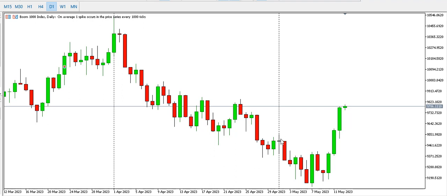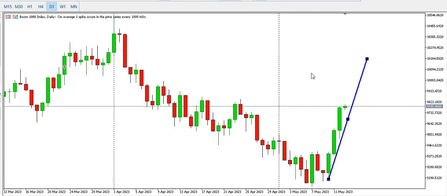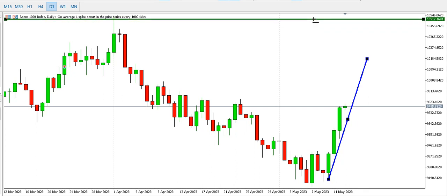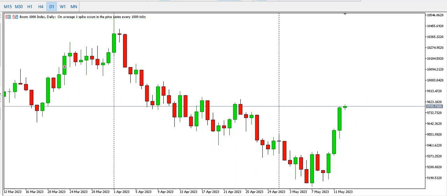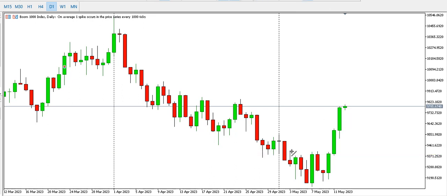This is Boom 1000 index, and on the daily time frame, price is going up. Look at the last three daily candles. These are three long candles, and that shows the momentum, the strong momentum. We might see price going as high as this point, 10,512 area. So Boom 1000 is bullish on the daily time frame. That started from the inverted head and shoulder breakout around this point.